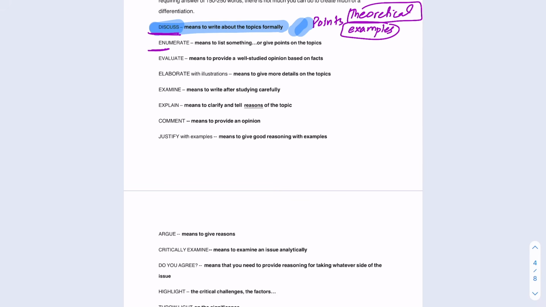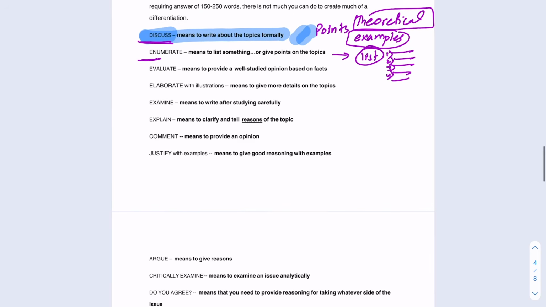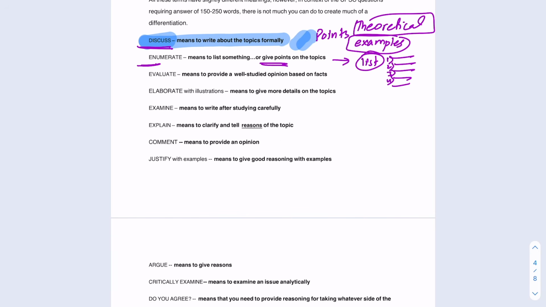Enumerate. Enumerate literally means to list. Literally means कि आपको list बनानी है, देनी है, points देने हैं. So literally when there is the word enumerate in the question, that means that you have to give various points on the topic that has been asked. So you have to give a list of things. So be sure where enumerate is given, you provide a list of points. You do not just write in paragraph format. Enumerate clearly indicates that you must write in a list format, okay, or a points format.